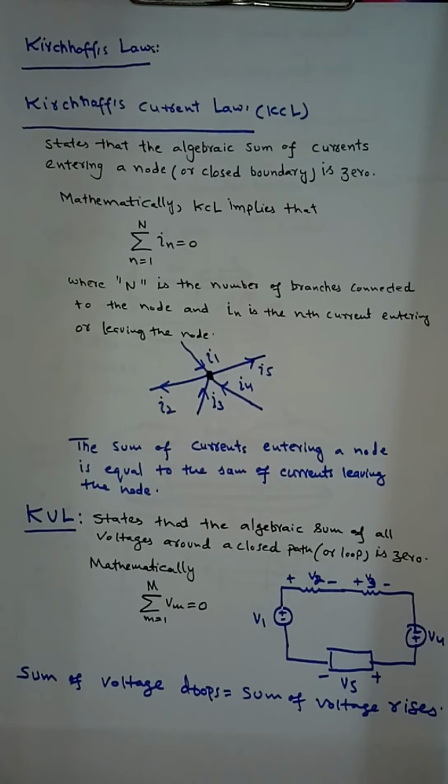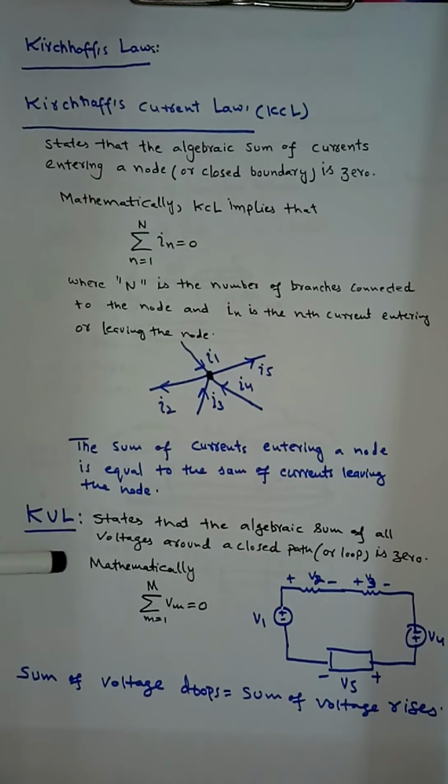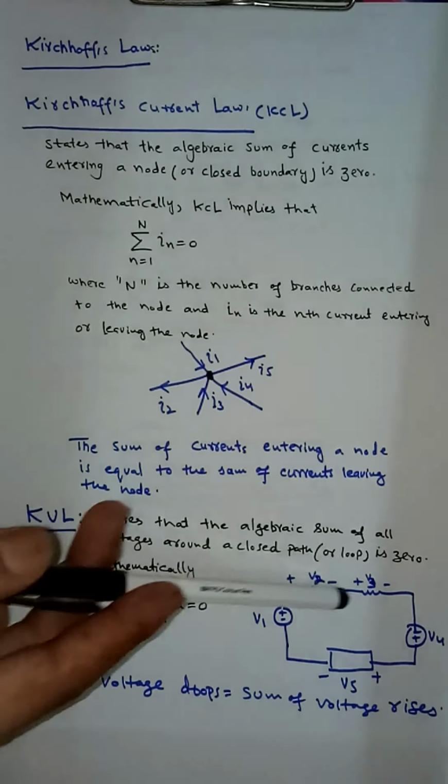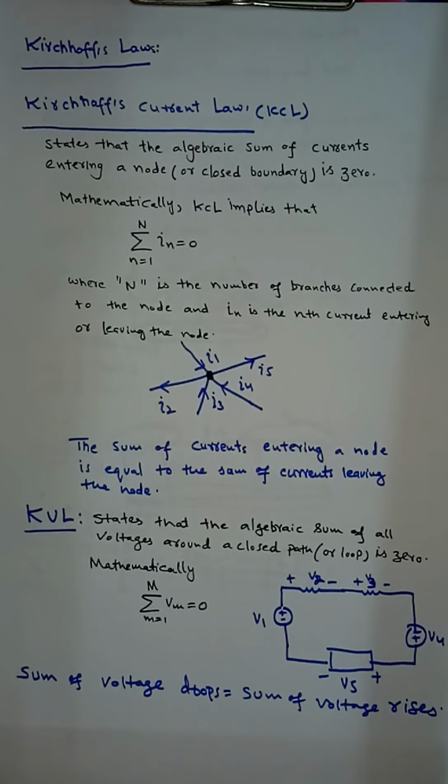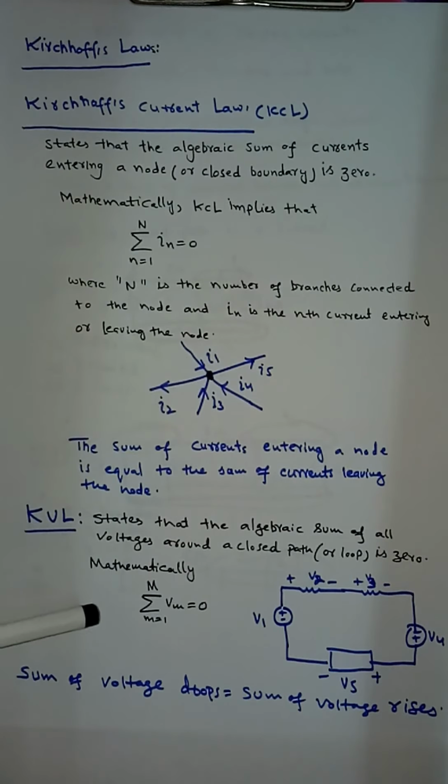We have two laws. One is Kirchhoff's current law, the second one is Kirchhoff's voltage law. Kirchhoff's current law states that the algebraic sum of the currents entering a node or closed boundary is 0, and similarly Kirchhoff's voltage law states that the algebraic sum of all the voltages around a closed path is 0. So the current entering or leaving a closed boundary or node is equal to 0. In Kirchhoff's voltage law, the sum of voltage drops is equal to the sum of voltage rises.